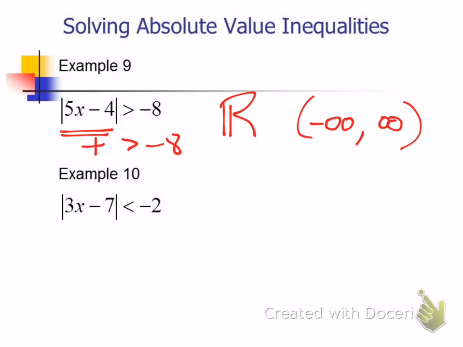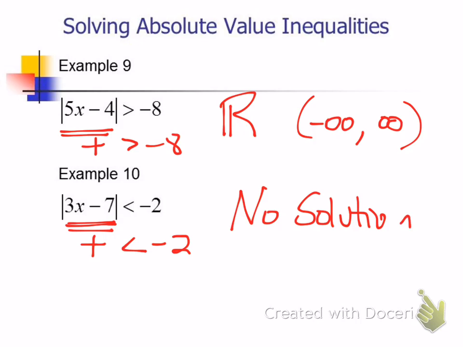Now, what is this next one telling us? That our distance from 0, something positive, is less than negative 2. Can a positive value be less than negative 2? No. It cannot. So this one has no solution.